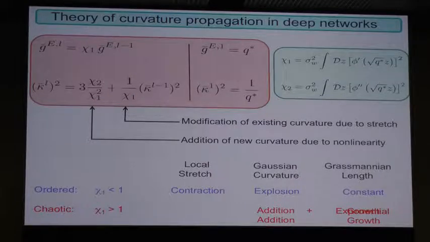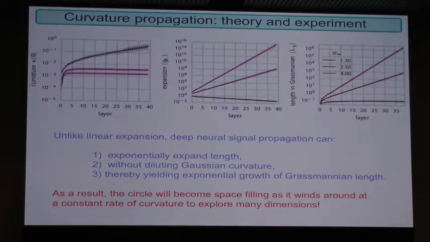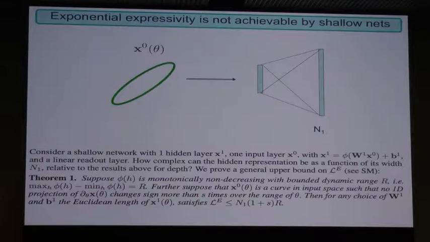But the length, the metric, actually grows exponentially in the chaotic regime. So what's happening is, the network is expanding and folding, expanding and folding. So the circle is getting expanded to a big piece of spaghetti that has a constant radius of curvature, but twists and turns exponentially many times with depth. So that's actually what's going on. These plots, which I don't have time to go into, are theory and simulations, and they match perfectly.